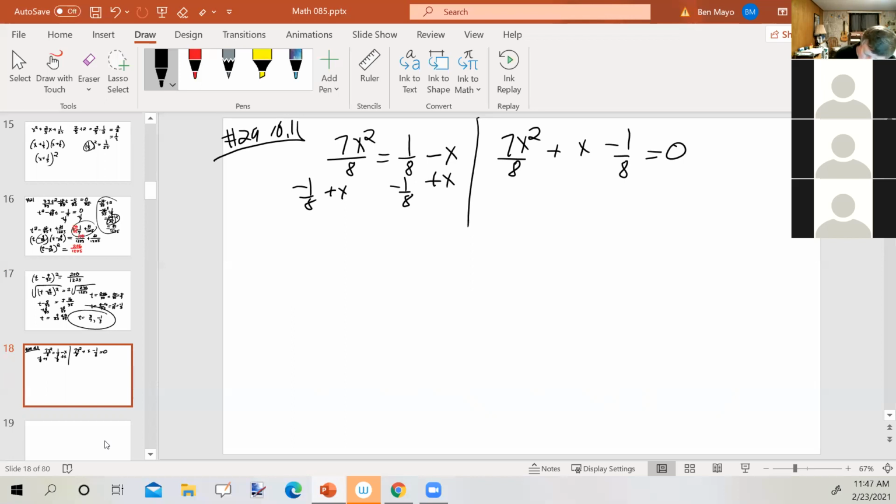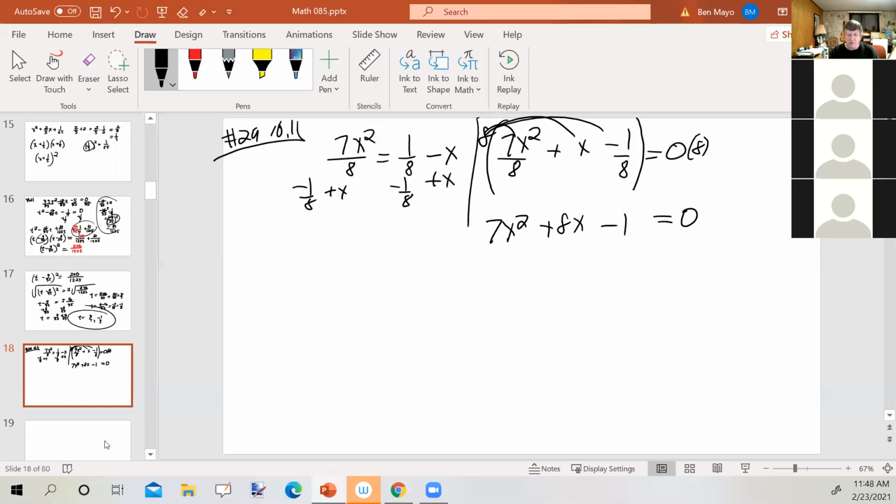All right. Then we're going to multiply both sides by the LCD, which is 8. So 8 times 7/8 x squared is 7x squared. 8 times x is 8x. 8 times minus 1/8 is minus 1. So I get 7x squared plus 8x minus 1 equals 0. Any questions about that?